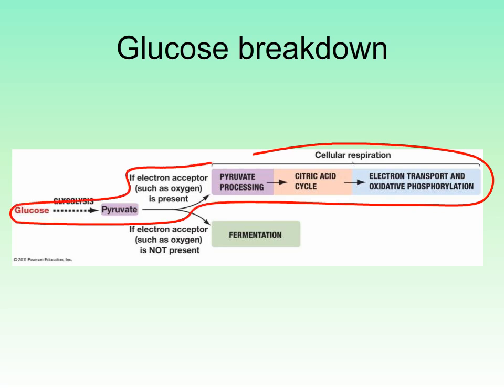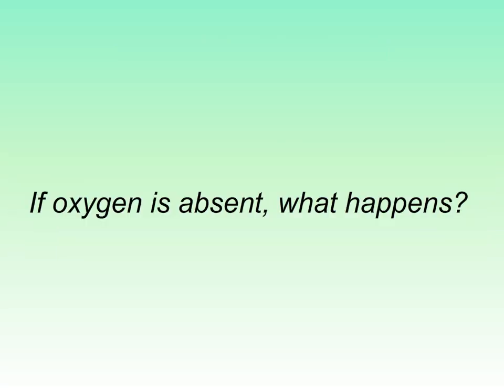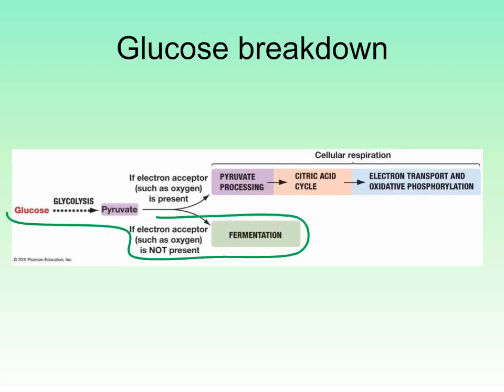So, if oxygen is present, the pyruvate molecules will be processed into acetyl-CoA, which will go through the citric acid cycle, and then the electron carriers NADH and FADH2 will donate their electrons to the ETC. Cellular respiration. And since oxygen acts as the final electron acceptor, what occurs if it is not present? Well, the pyruvate formed during glycolysis will undergo fermentation.